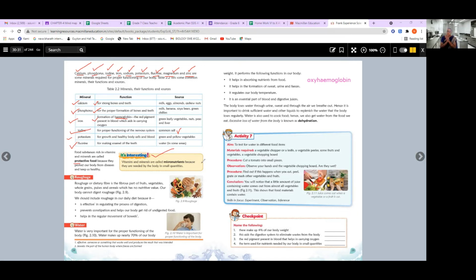So you wonder, then what about carbohydrates, proteins and fats? Carbohydrates, proteins and fats require more amount in our body. So they are called larger nutrients, or we can say macronutrients. Micro means small, macro means very big, macronutrients. So carbohydrates, proteins and fats are called macronutrients. Vitamins and minerals are called micronutrients as they are required only in a smaller quantity for our body. Okay, so that's all about minerals.